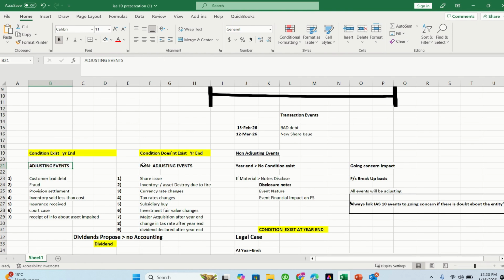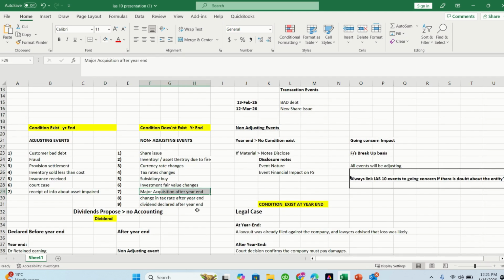Okay, now we have some examples of adjusting events and non-adjusting events. Adjusting events include customer bad debt, fraud, provision settlement, inventory sold at less than cost, insurance received, court case, and receipt of information about asset impairment that occurred in our financial year. Non-adjusting events include share issue, inventory or assets destroyed due to fire, currency rate changes, tax rate changes, subsidiary buy, investment fair value changes, major acquisition after year end, change in tax rate after year end, and dividend declared after year end.